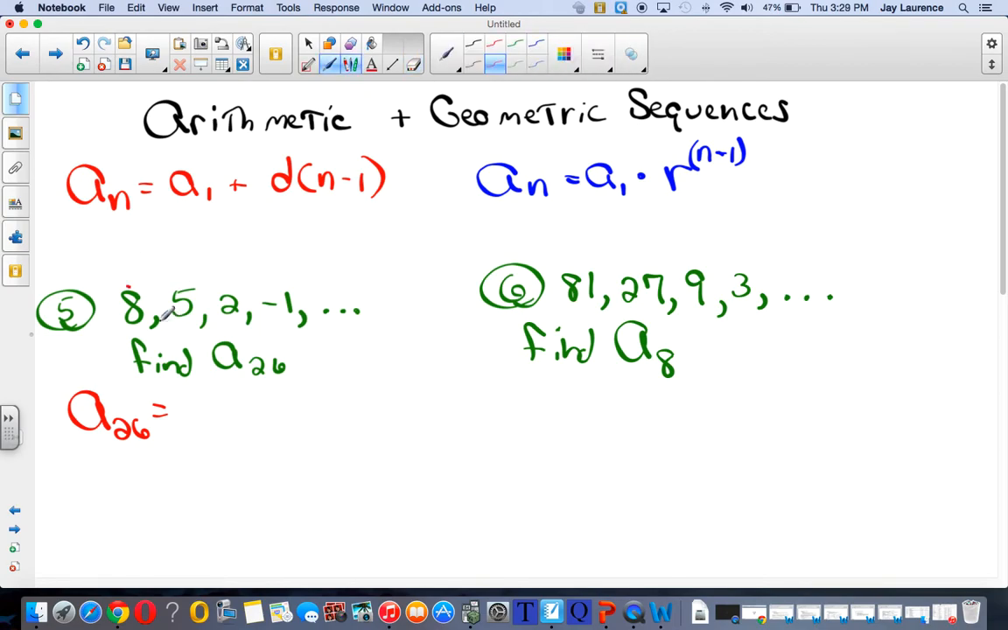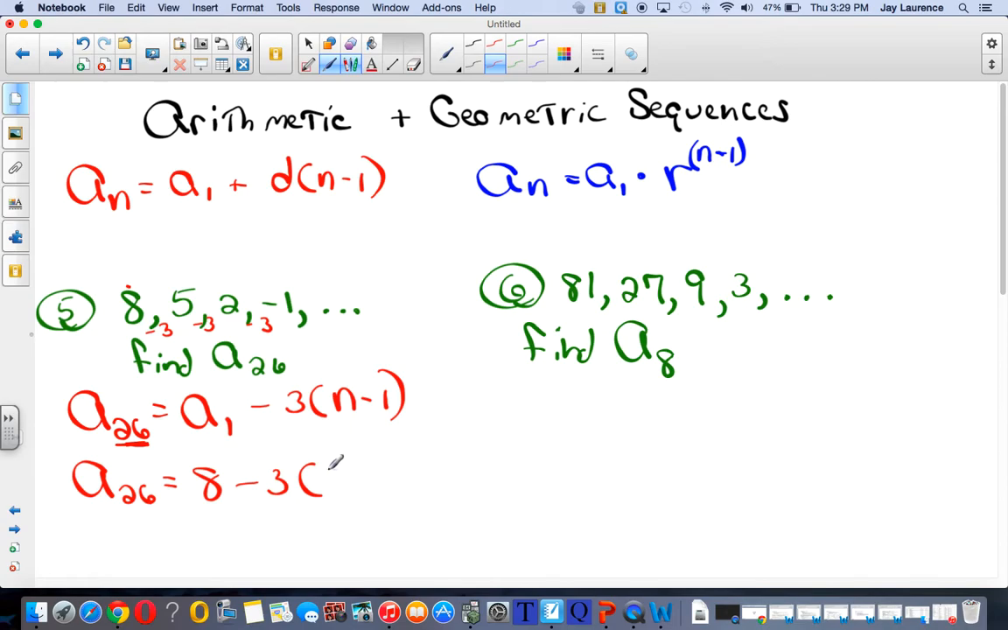Minus 3, big deal. Minus 3, minus 3, minus 3 every time. So it's arithmetic. So I'm going to do a sub 1. Well, I know a sub 1 minus 3 times n minus 1. So a sub 26 equals 8 minus 3, and n is 26 because it's sitting right there. So this would be 26 minus 1, which is 25.